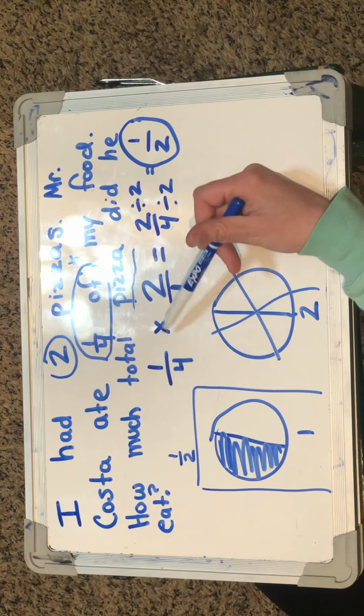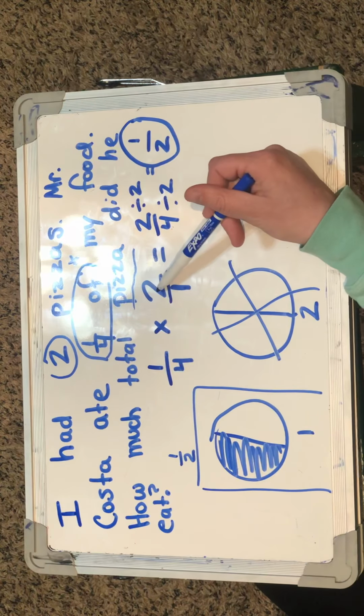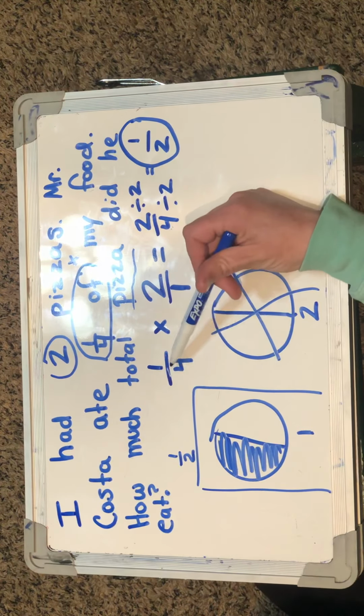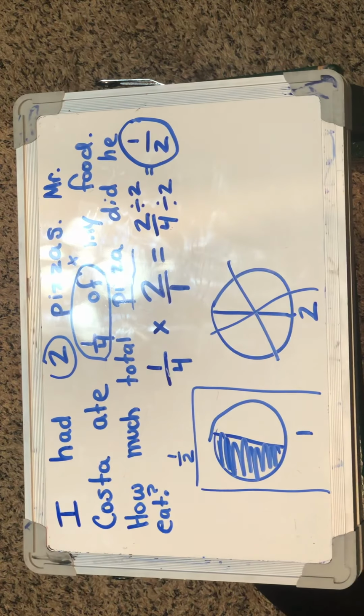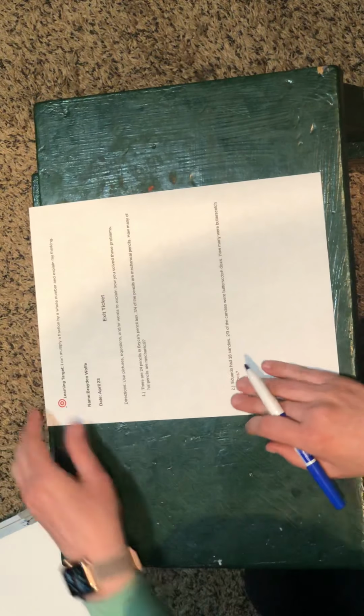Instead of saying 2 times 1/4, I can just say 2 divided by 4. We'll get there. I'm not worried. Now, take out your exit ticket and let's work on this together. Okay? So our learning target says I can multiply a fraction by a whole number and explain my thinking. And we're going to explain our thinking through pictures.